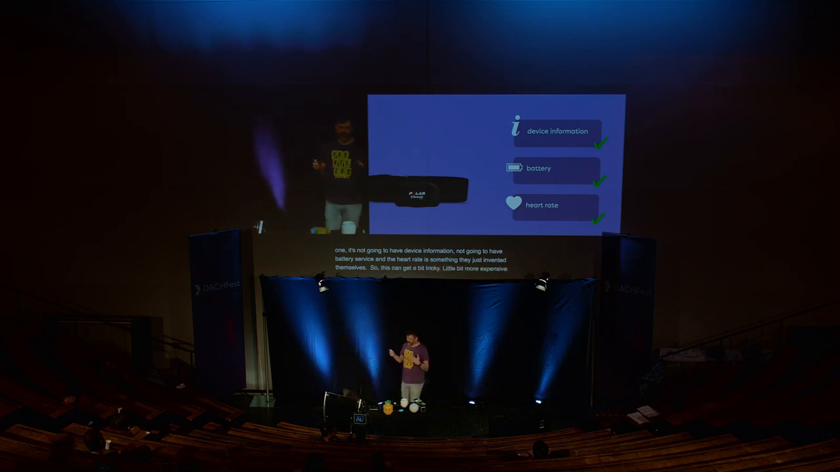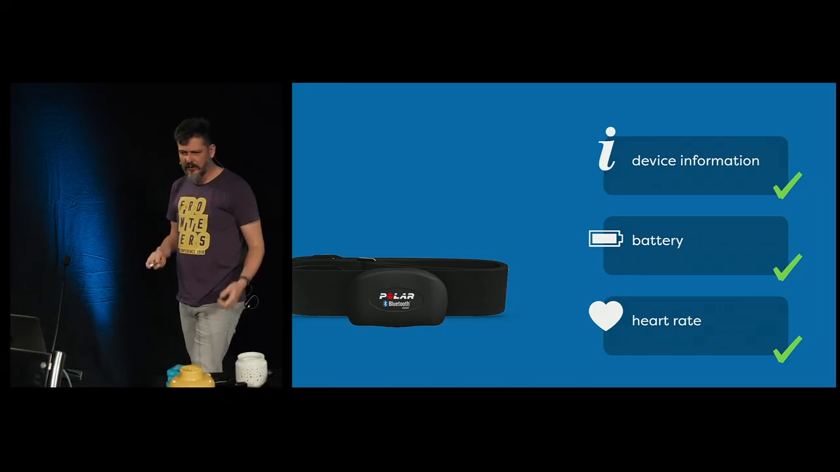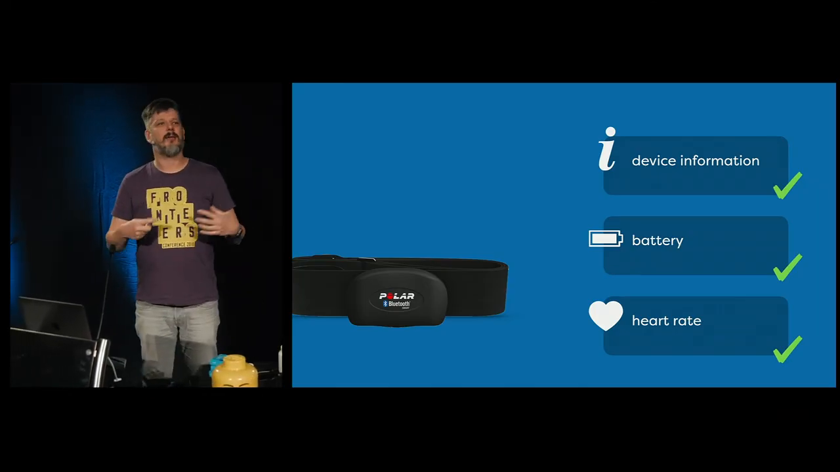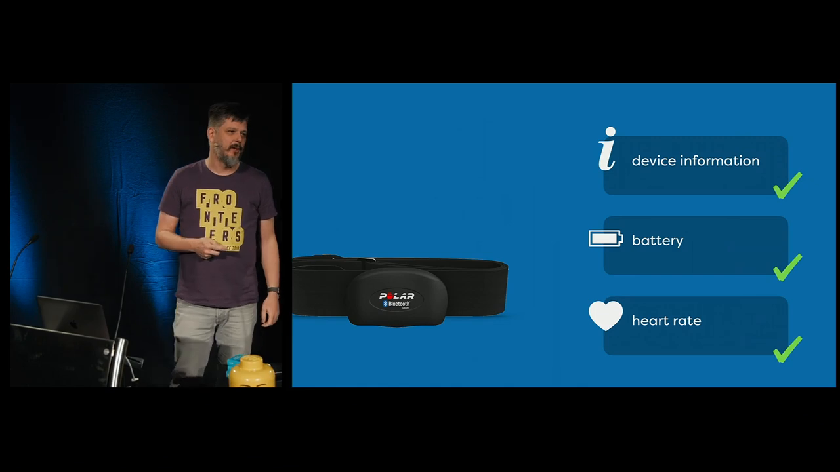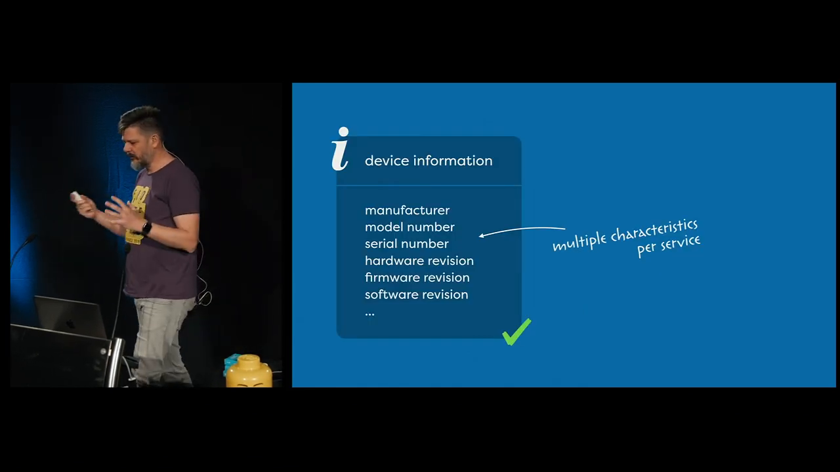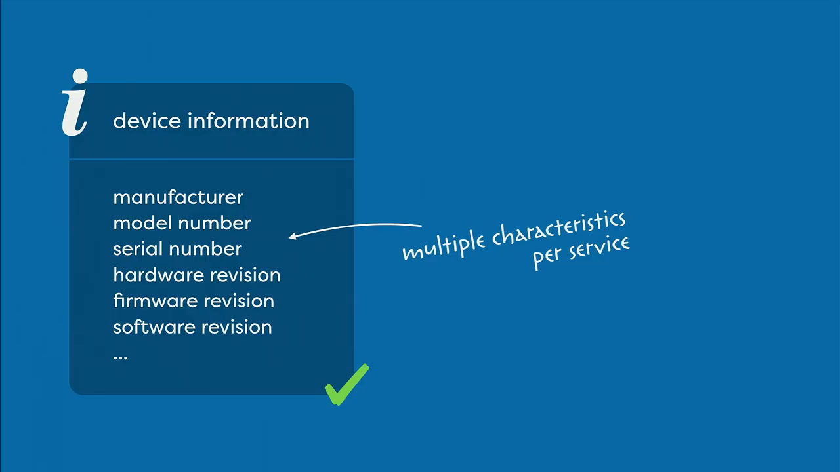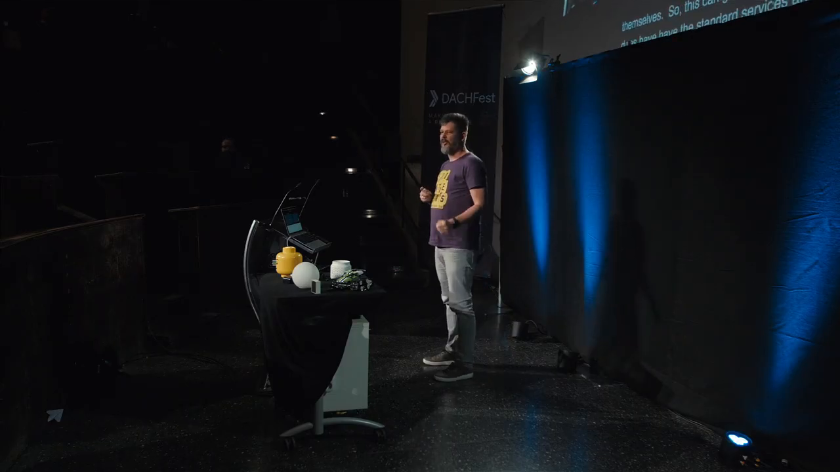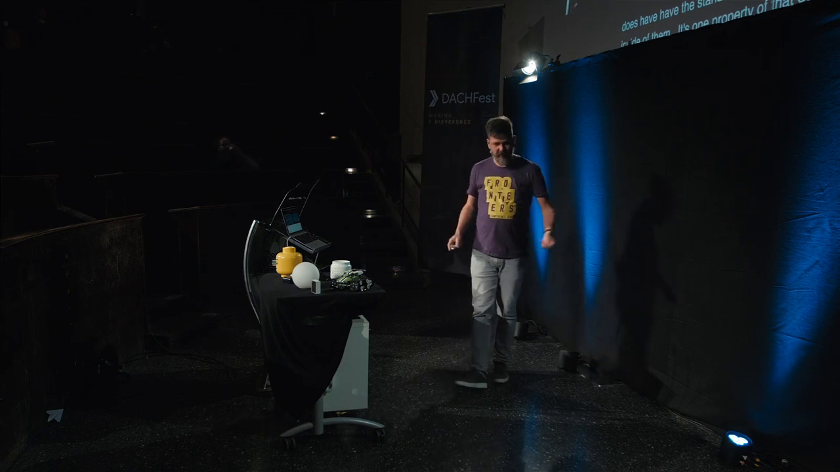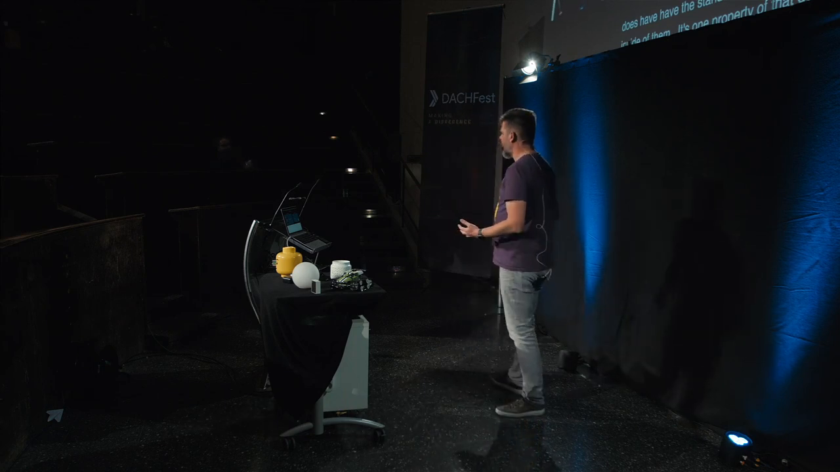If you look at one of those standard services, you're going to have characteristics inside of them. A characteristic is one property of that service. And we can have multiple characteristics for each service. So we can have manufacturer, we can have model number, serial number, and so on. And each of these characteristics can have values.